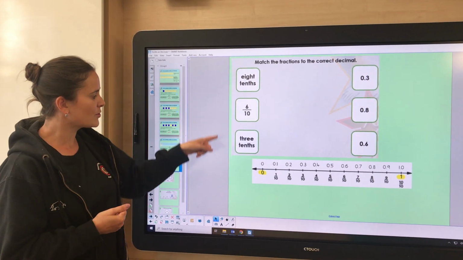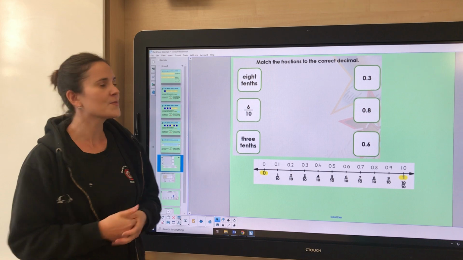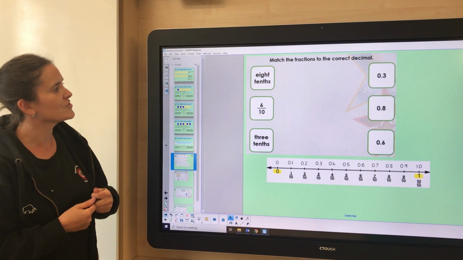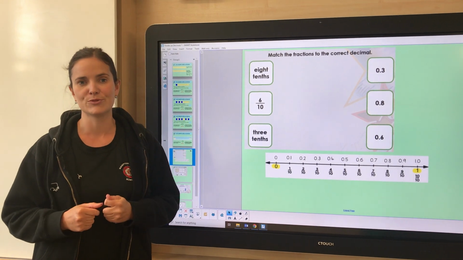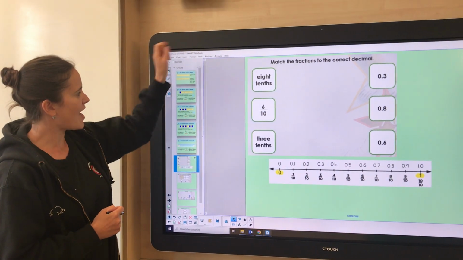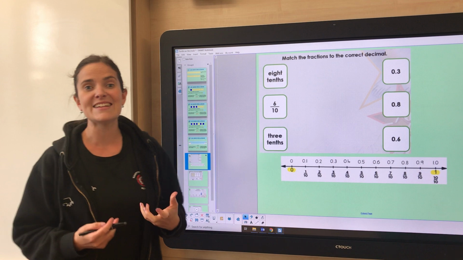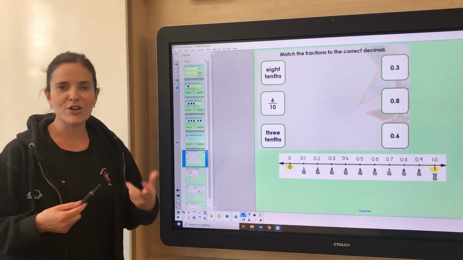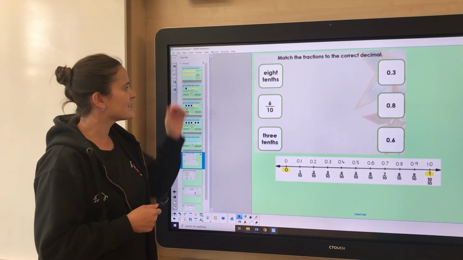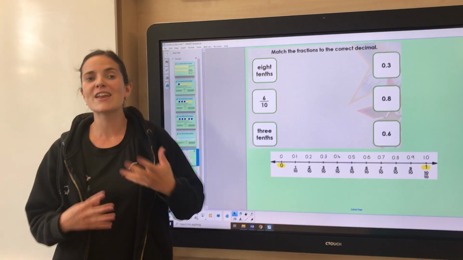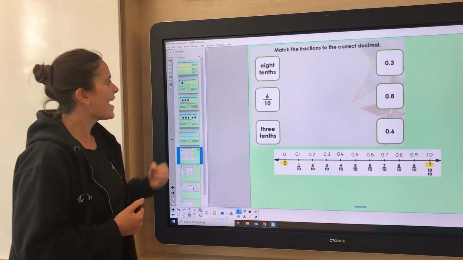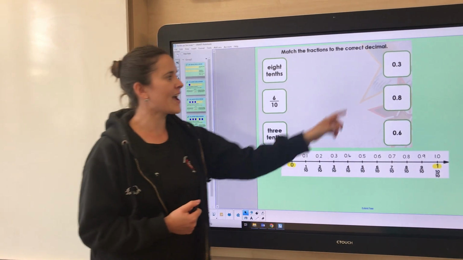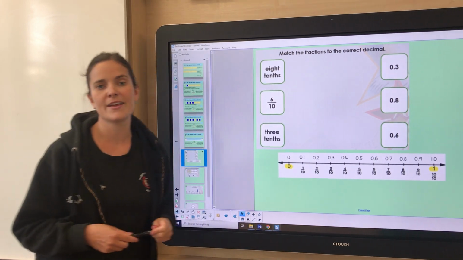So this is an example of the first type of question, and in this case it asks us to match the fractions to the correct decimal. Okay, so there are 3 on this side and they need to match with 3 on this side. Now, one thing you might notice first of all is that the information here is shown in lots of different ways. We have words, we have fractions, and we have decimal numbers over here.